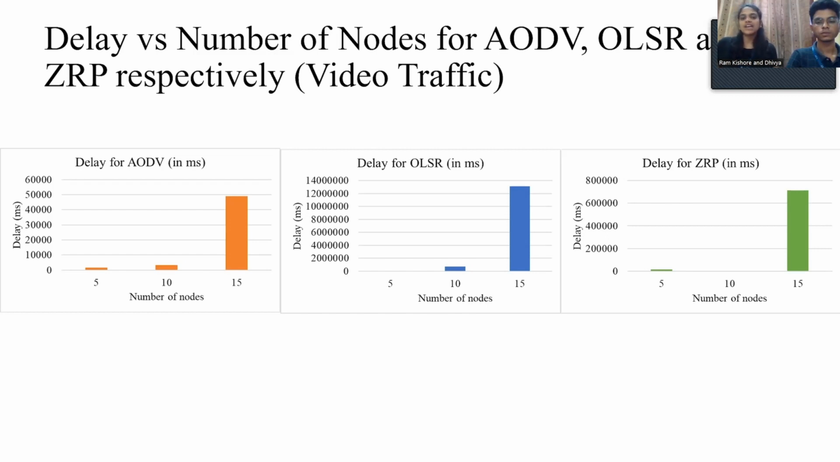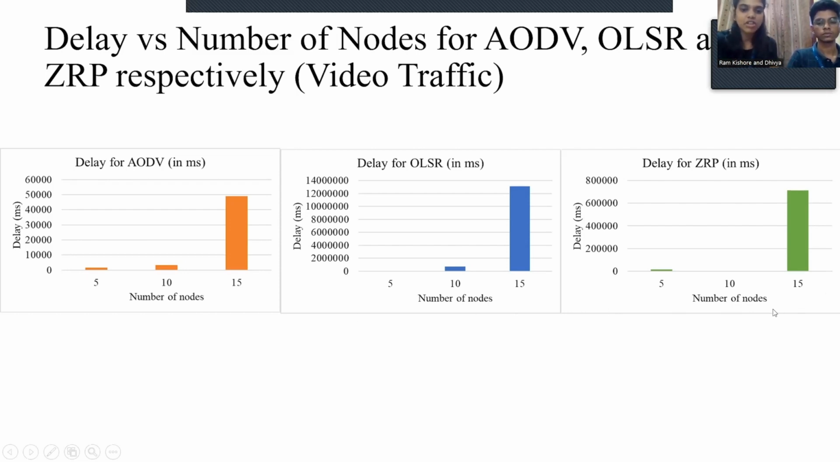ZRP, on the contrary, has balanced performance metrics as it uses a hybrid approach which efficiently transmits the video traffic packets. Note that the delay for 15 nodes is very high for AODV, OLSR, and ZRP because of the random movement of the nodes, and RWP, the random waypoint, which is the mobility model we are using, and a small increase in the network density will affect the delay of the network due to video traffic's large number of data packets sent.